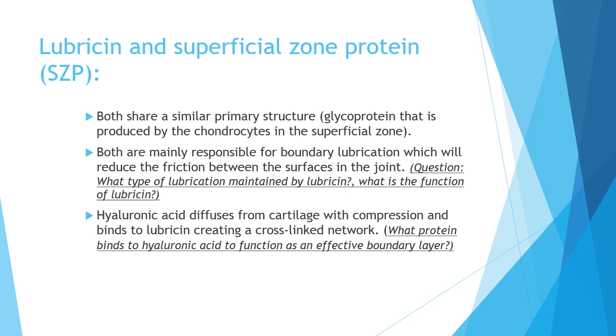Hyaluronic acid, with compression, will diffuse from the cartilage and bind to lubricin, creating a cross-linked protein and the boundary lubricant. So boundary lubrication has lubricin and superficial zone protein as an important element of it, and this will act as the boundary layer.